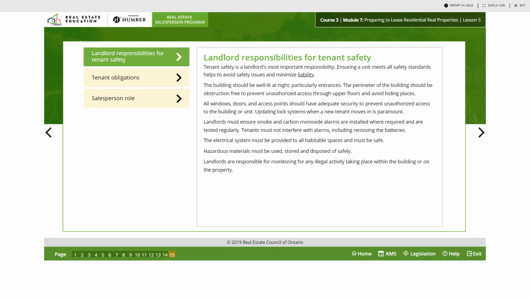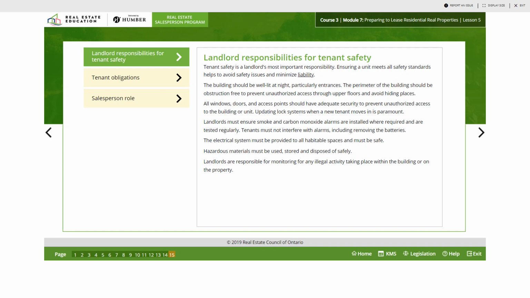The building should be well lit at night, particularly entrances. The perimeter of the building should be obstruction free to prevent unauthorized access through upper floors and avoid hiding places. All windows, doors, and access points should have adequate security to prevent unauthorized access to the building or unit. Updating lock systems when a new tenant moves in is paramount.